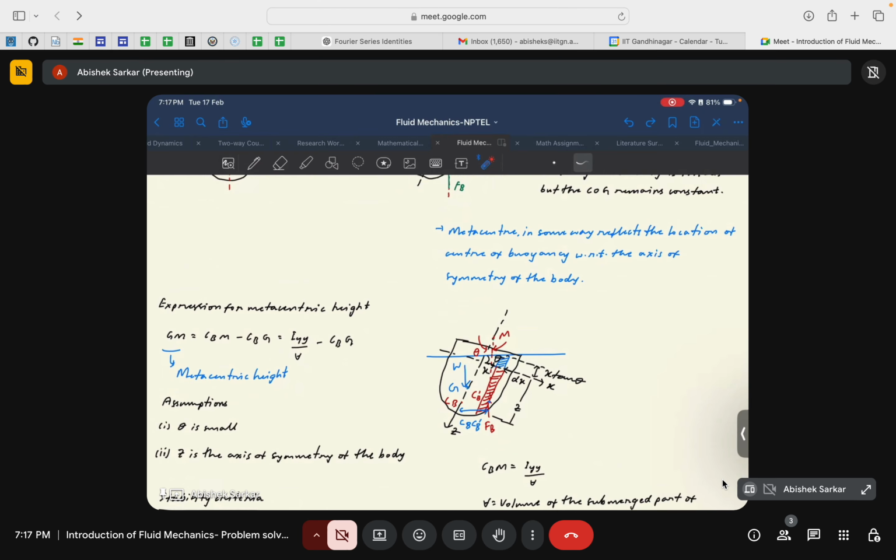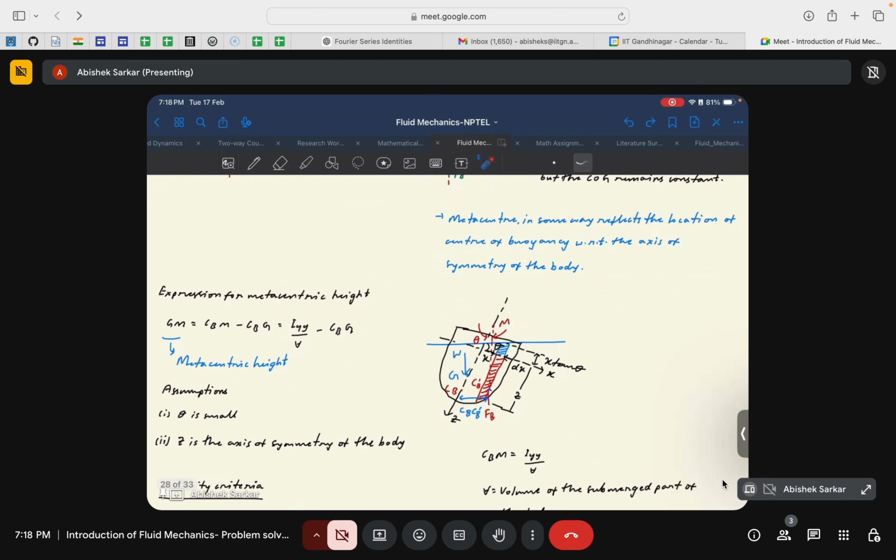Again, the limitation is that theta, the displacement, is small, and z is the axis of symmetry of the body. Z is this axis. Z is the center of symmetry of the body. As I already mentioned, this analysis is limited to symmetric bodies. That's why we cannot extend this analysis to complex shaped bodies or asymmetric bodies. That's the limitation of our study, but it is sufficient for this particular basic fluid mechanics course.